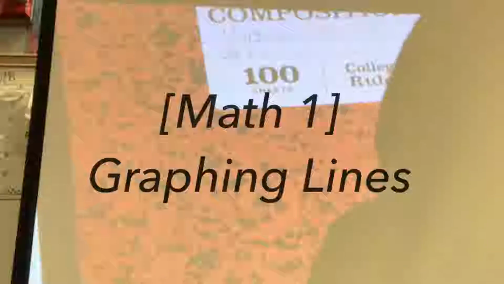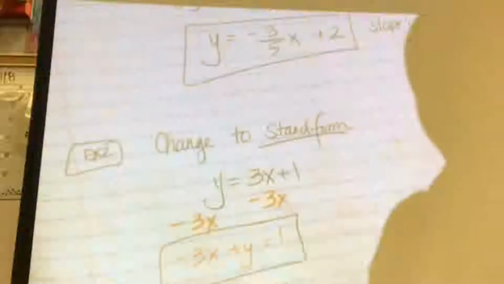All right, this is graphing all lines. Tonight's homework is worksheet number 28. Isaiah, I can't see your face, so can you scoot over a little bit? Or Ben, can you scoot to the right?